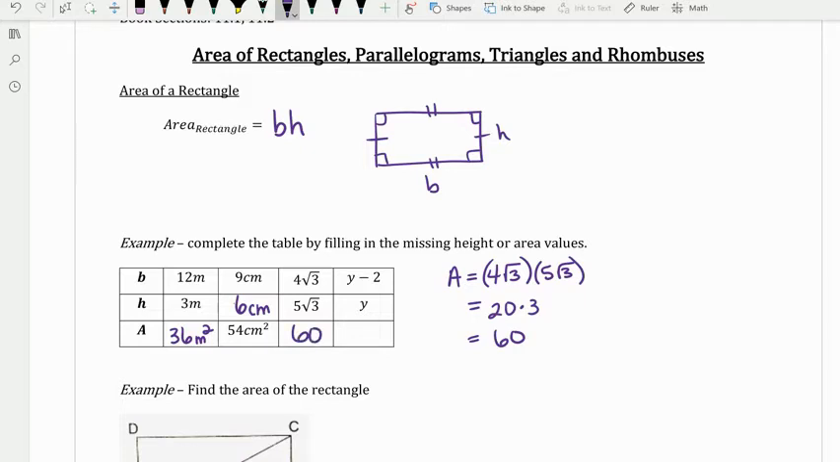And then the last one, we've just got variables involved. We're going to do y minus 2 times y. And if I distribute that in, we would get y squared minus 2y for our area. Write it over here as well. Okay, just filling in those boxes. You guys should be able to do those.